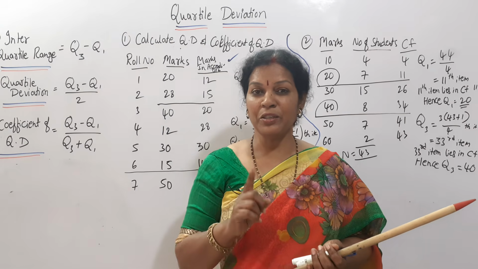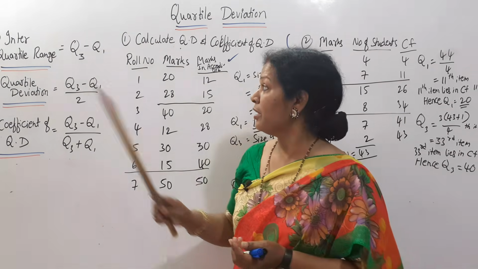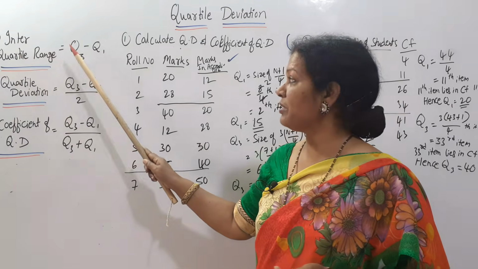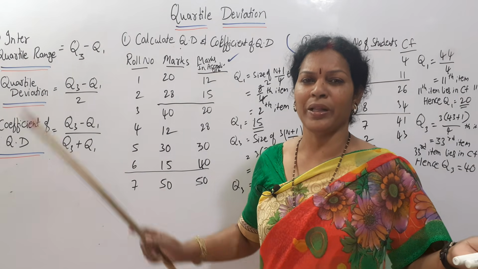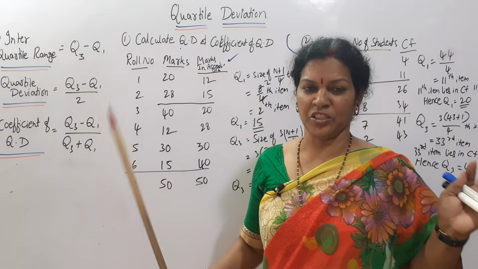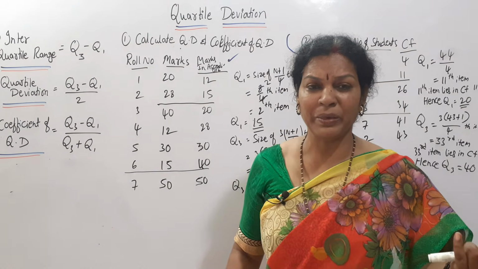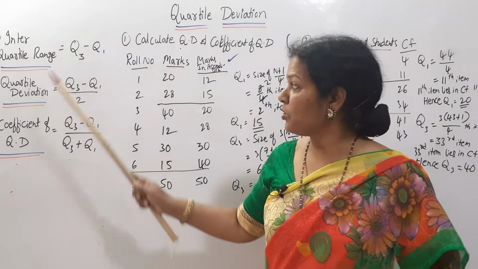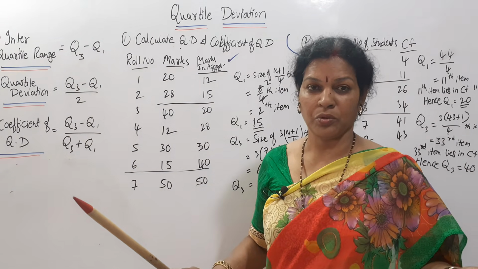One thing you have to remember: for quartile range, three formulas are there. One is the interquartile range, which is Q3 minus Q1. The difference between Q3 and Q1 is the interquartile range. Next, quartile deviation means we make it half: Q3 minus Q1 by 2.